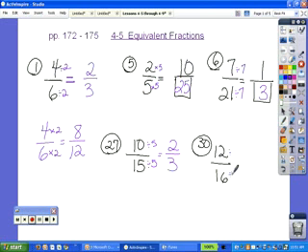We actually have more than one option. If we choose 4, which is the greatest common factor for 12 and 16, and we divide by 4, we get 3/4, which is the simplest form answer.